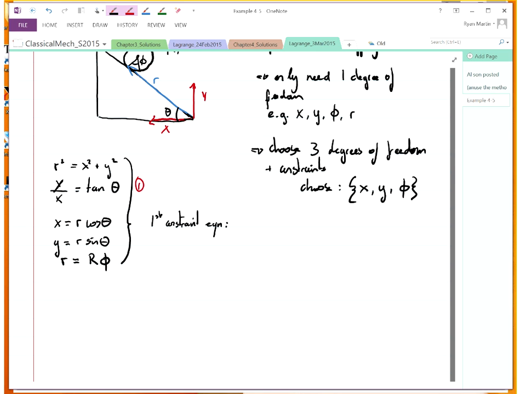So let me say the first constraint equation, I'm going to use y over x equals tan theta. So I'm going to say f1. So this function f1 was dependent on our 3 degrees of freedom, x, y, and phi. I'm going to say that that constraint equation is the fact that y minus x tan theta equals 0.